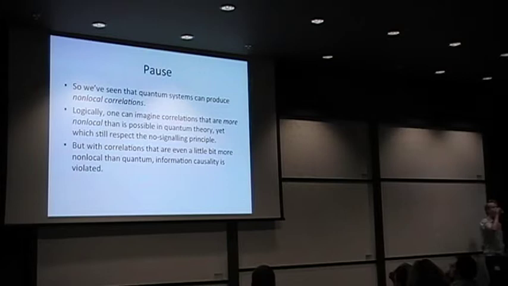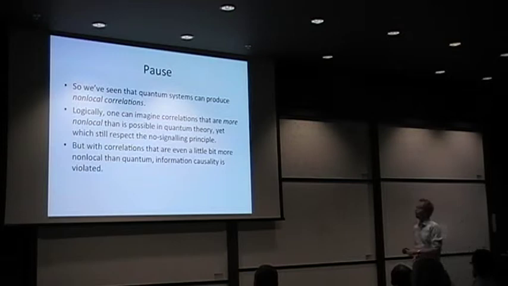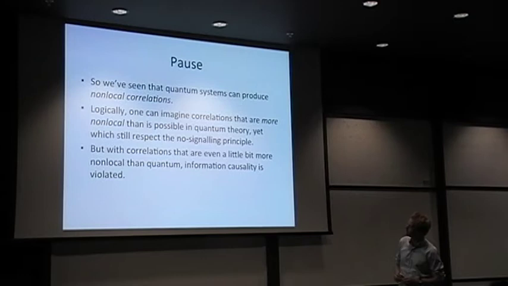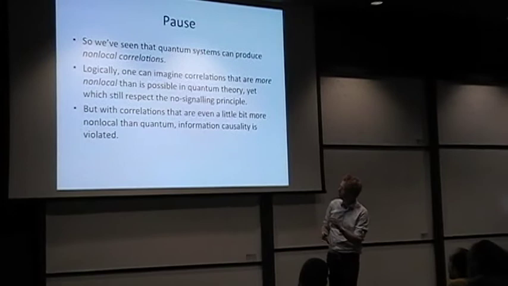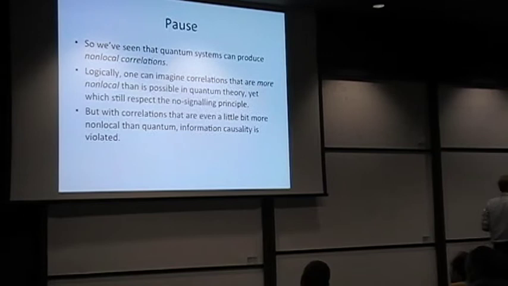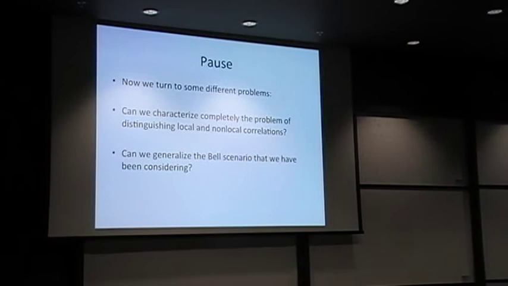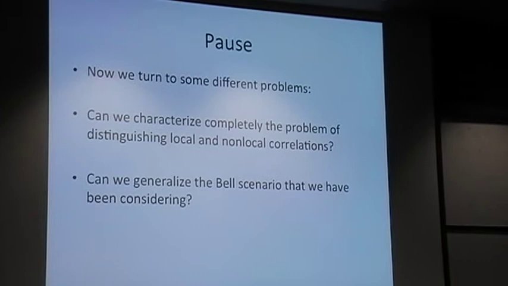So, we've seen that quantum systems can produce non-local correlations. We've also seen that logically one can imagine correlations that are more non-local than is possible in quantum theory, yet which still do respect the no-signaling principle. And finally, we've seen with correlations that are even a little bit more non-local than quantum, information causality is violated. So I'd like now, we're still on the topic of non-locality, but I'd like to turn to some different problems. We're going to carry on with some of this in the next lecture, I think. For today, we're just going to start talking through it and see how far we get.